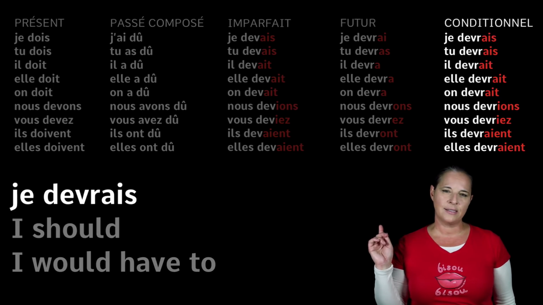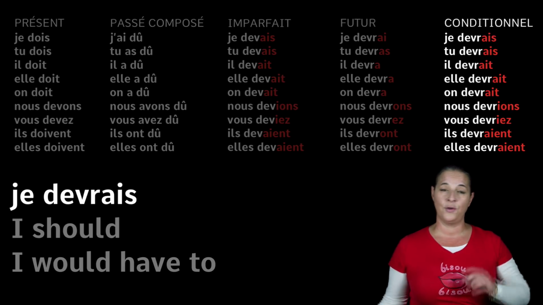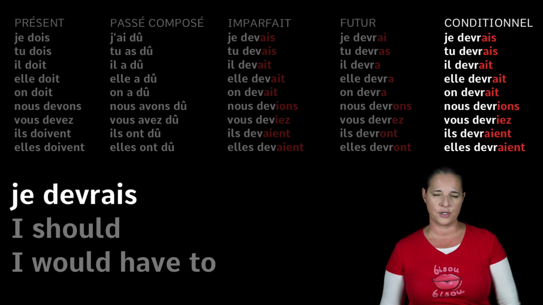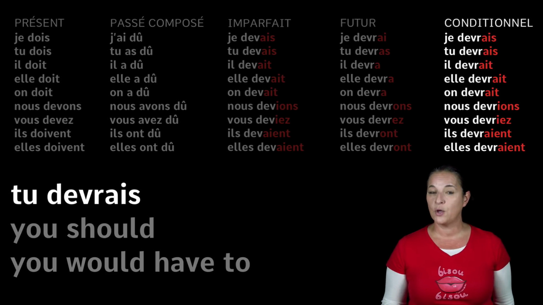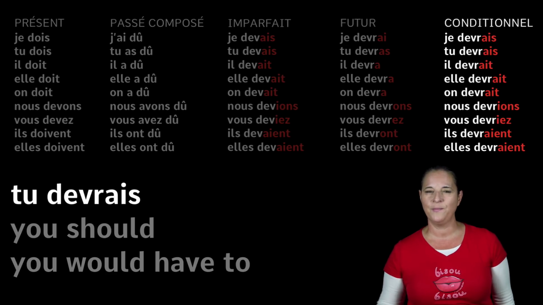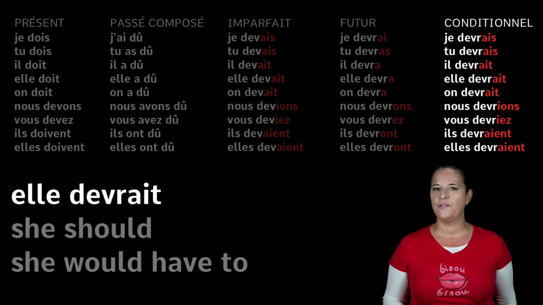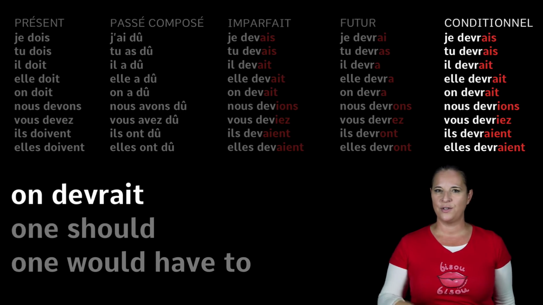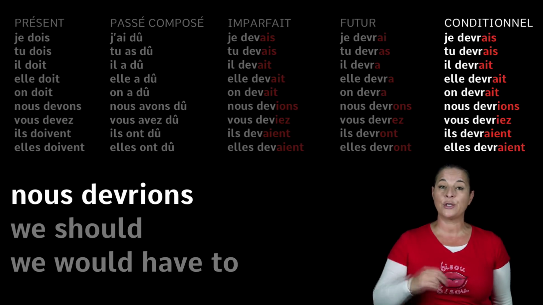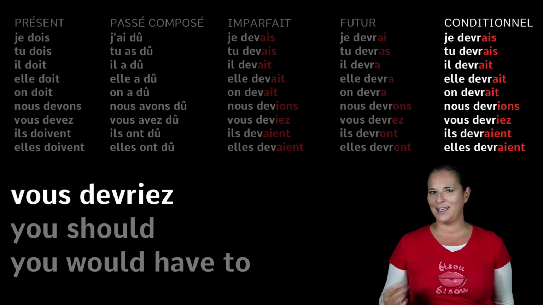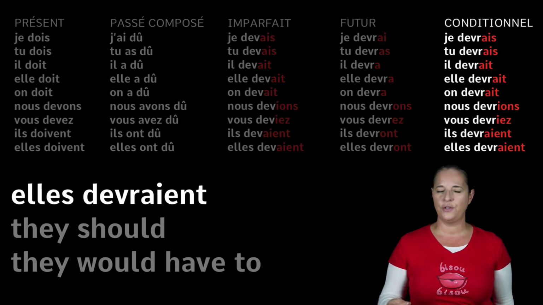Okay, have a look at the difference between the future and the conditional, where the stem is exactly the same. So if you know the stem for the future, you will know the stem for the conditional. Je devrais, tu devrais, you should, or you would have to. Il devrait, elle devrait, on devrait. Okay, have a look. Nous devrions, so we should. Vous devriez. Il devrait, and elle devrait.